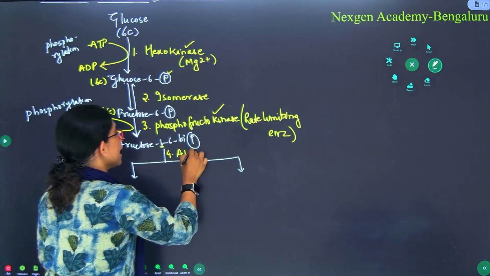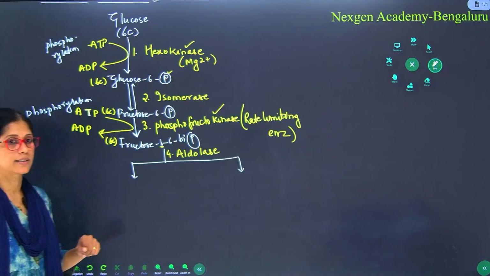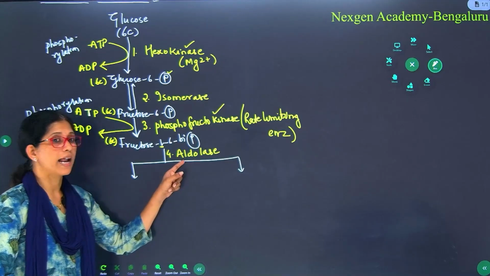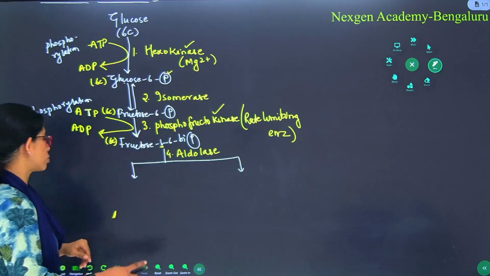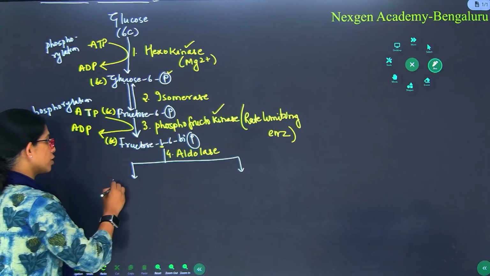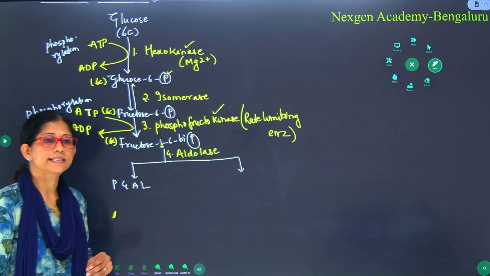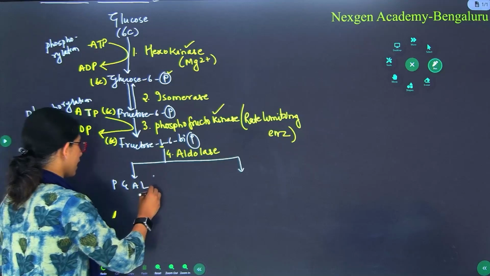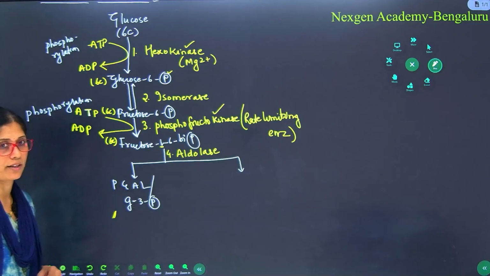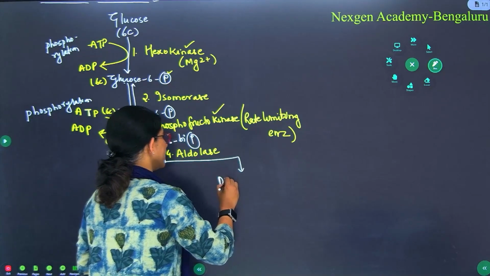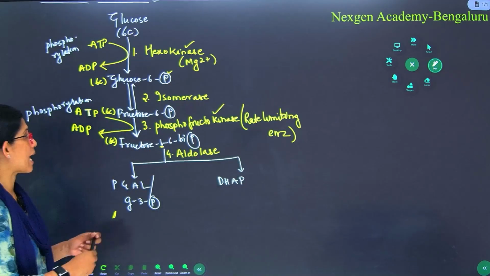This is known as aldol condensation. So that is the reason the enzyme here is aldolase, right? So what is the enzyme that is used in this process? Aldolase. Aldolase is the enzyme that is used for the splitting of fructose 1,6 biphosphate into phosphoglyceraldehyde, PGAL, or you say glyceraldehyde 3-phosphate, G3P. Another compound that is formed here is DHAP, dihydroxyacetone phosphate.